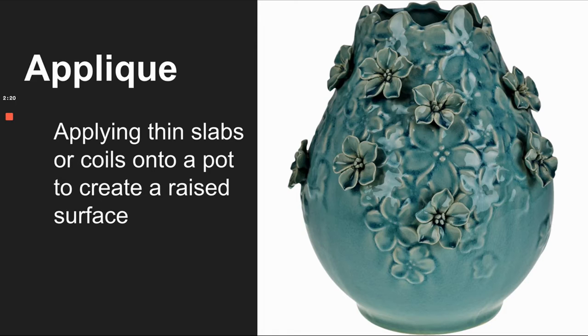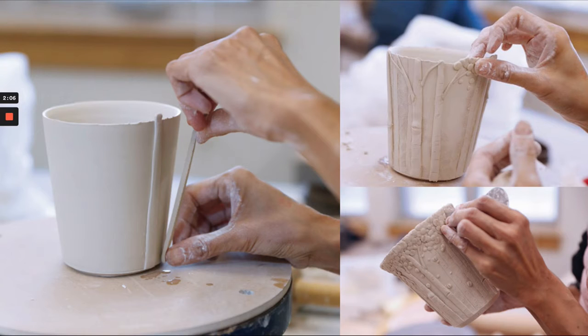Applique is applying thin slabs or coils into a pot to create a raised surface. So you can see how these flowers were added to the surface of the pot after it was built. Here's a good example of different ways to create applique. You can do it with small intricate designs, or you could use coils to create raised edges.